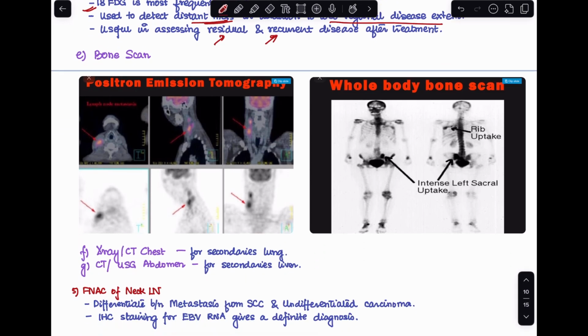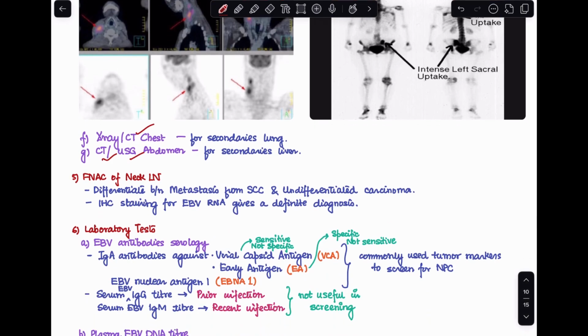And bone scan will also help us in finding out whether there is any bony metastasis. We have heard about how hematogenous spread can involve the bones. So that is why this is important. Even the lungs. For that, we can either perform an X-ray chest or the CT chest to find out for lung secondaries, and a CT scan of the abdomen or the ultrasound of abdomen for secondaries in the liver. So that's all about the different imaging that we can perform in a case of nasopharyngeal carcinoma.